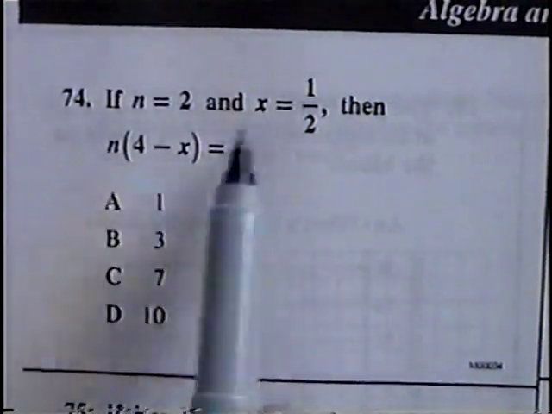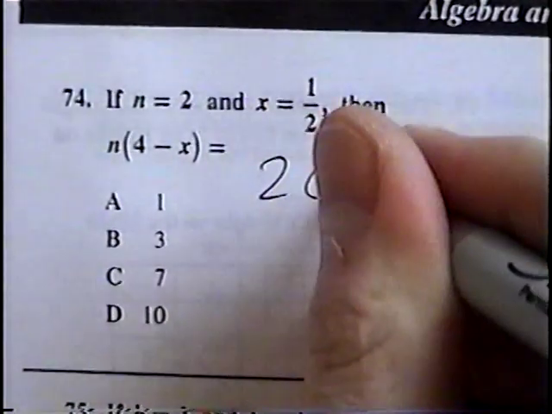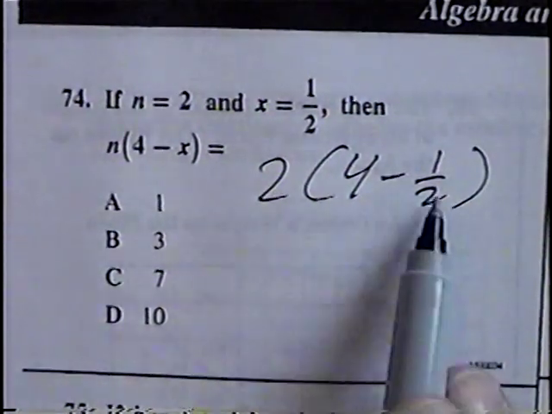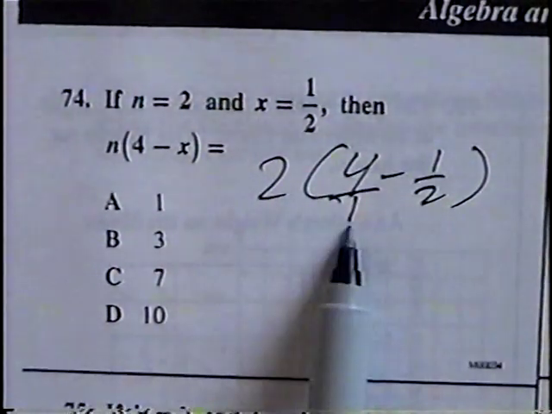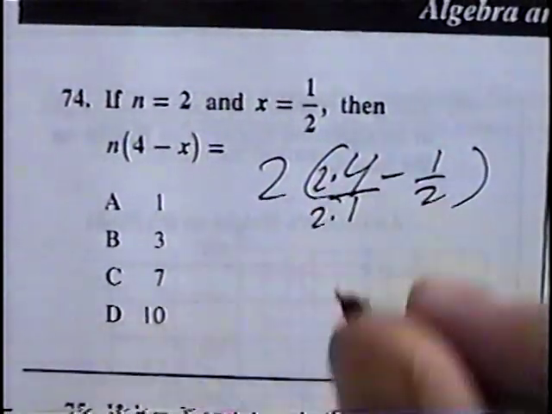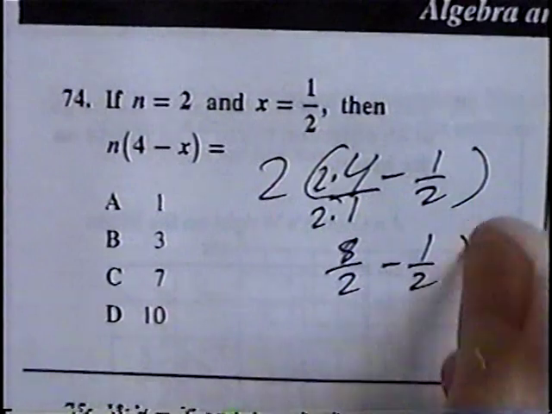For this question, we'll plug in the numbers. N is equal to 2 and x is equal to 1/2. So we'll have 2 parentheses 4 minus 1/2. To subtract fractions, we need common denominators. We can put a 1 underneath the 4. To make these both the same, you can multiply by 2. That would make this 8 over 2 minus 1 over 2.